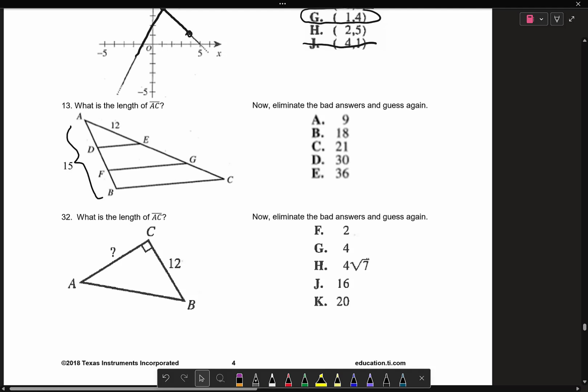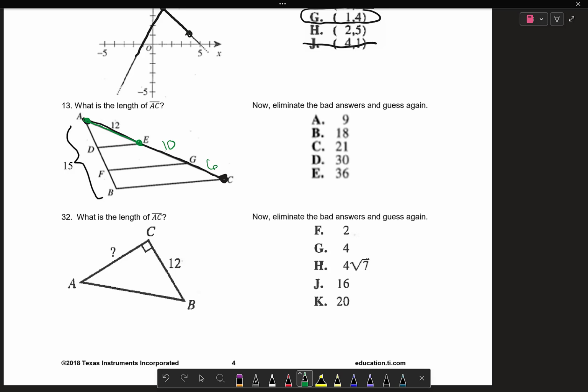13, what is the length from point A to point C? We know this length from A to E is 12. So if that's 12, we can kind of make a guesstimate on how long E to G is and how long G to C is. To me, E to G looks a little bit less than 12, and G to C looks a lot less than 12. So if we did something just a little bit less than 12, and then a lot less than 12, add those together, that gives us 28. 12 plus 10 plus 6 is 28.